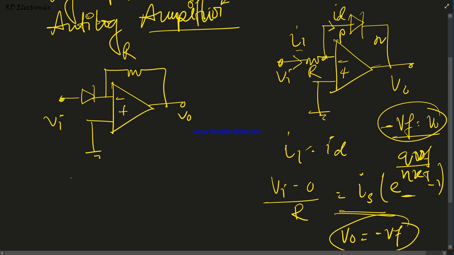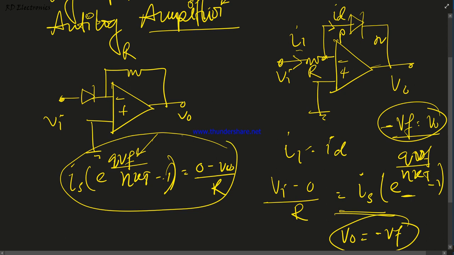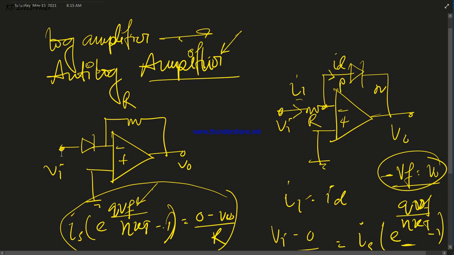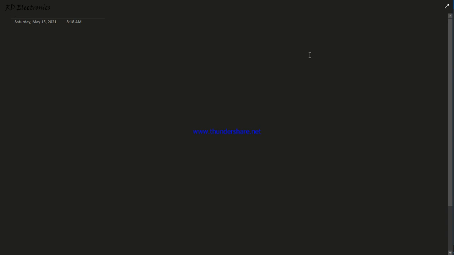And for the anti-log amplifier, we see that Is e to the power Q VF by eta kT minus 1, where VF is represented as V input, equals 0 minus V0 by R. From this equation, first of all we cancel the 1, because this term is very much higher than 1, and then we calculate the output equation V0. So this is the concept of log and anti-log amplifier. This is very important. This is the application of the operational amplifier in closed loop gain.